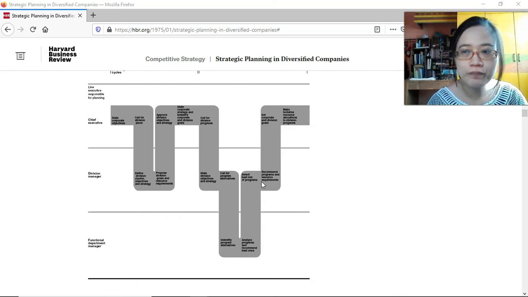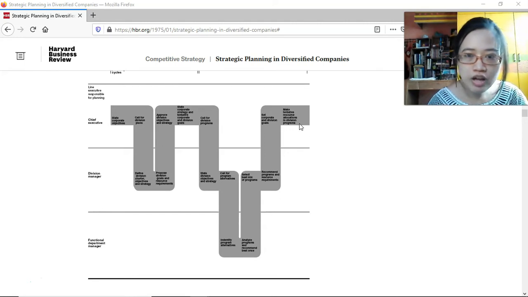So depending on how much they think is the available resource, they can create a mix of programs. And then, after that, they recommend programs and resource requirements through the top. Okay, tapos itong si top, set corporate and division goals, and then make tentative resource allocations in division programs.